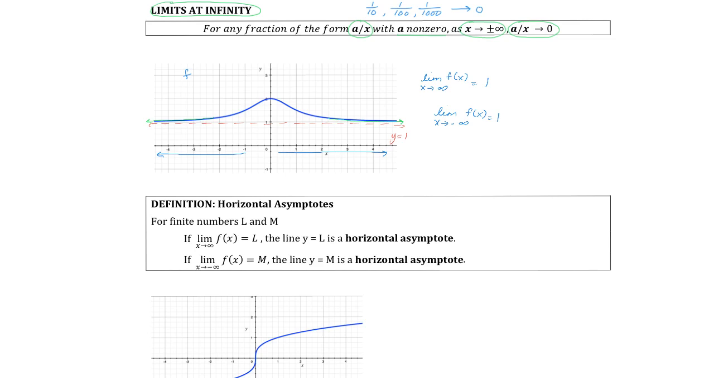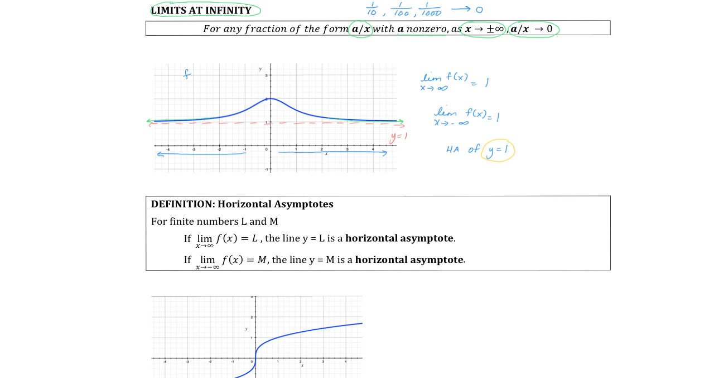So if you take the limit as x goes to either negative or positive infinity, and you get a real number, then that would be our horizontal asymptote. And I'll use HA for horizontal asymptote. So in this case, we have a horizontal asymptote of y equal to 1. Something to note is that we never write the horizontal asymptote as just a number. Remember, it's the equation of a horizontal line.